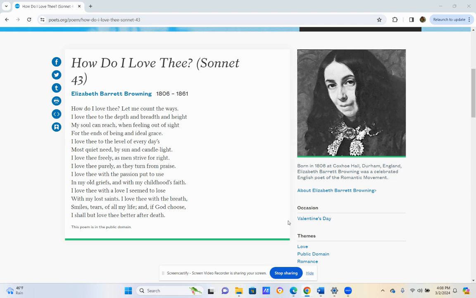We have a very personal poetry here, intensely emotional, focused on love poems. And this one is known as Sonnet 43. And it reads like this.